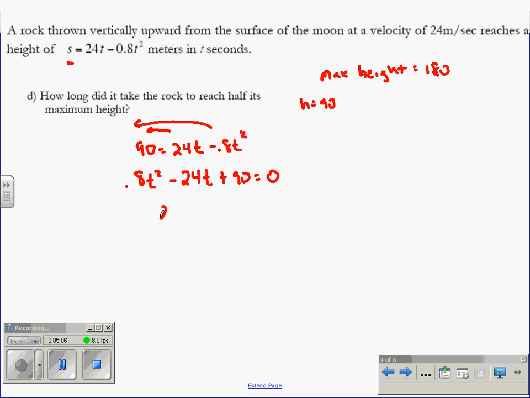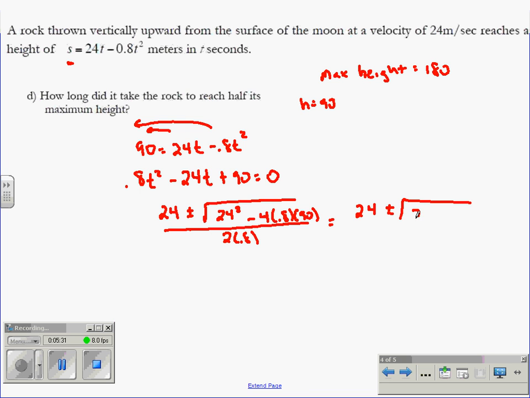So if I use the quadratic formula, I'm going to get 24 plus or minus the square root of 24 squared minus 4 times 0.8 times 90, all of that divided by 2 times 0.8. Alright, so if we get our calculator out and do a little bit of work on it, we get 24 plus or minus the square root of 288, all that divided by 1.6.